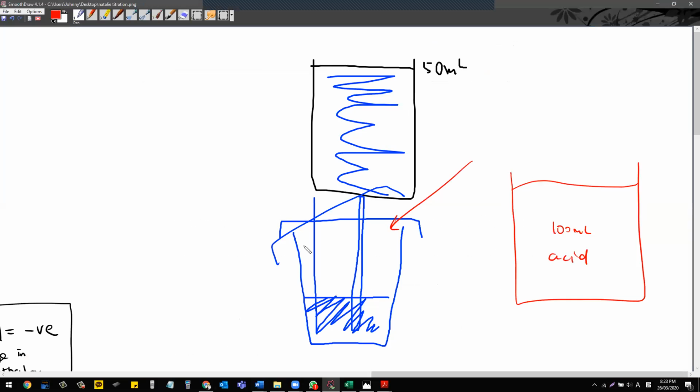So what that means is, if you have 50 ml here, they're the same concentration. So if you have 1 molarity here, and this is also 1 molarity, and you add 10 ml into it, that will neutralize 10 ml. So 1/5 of the base will be neutralized.